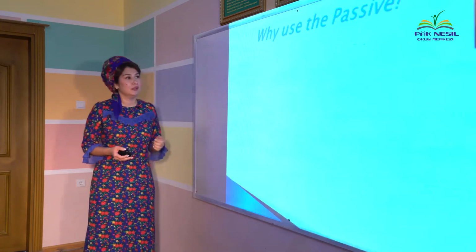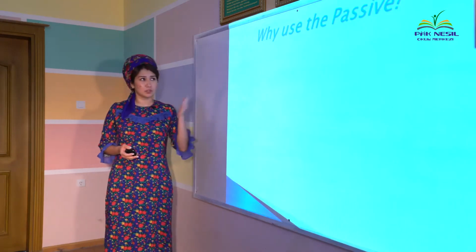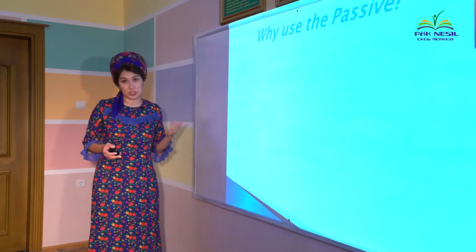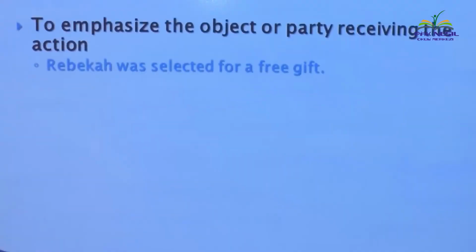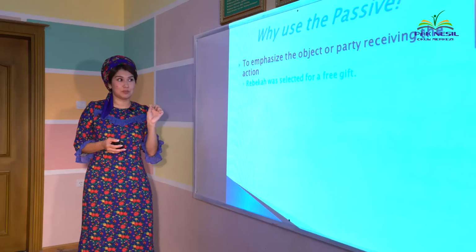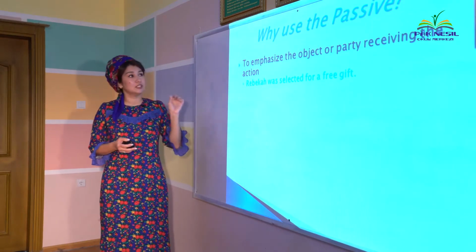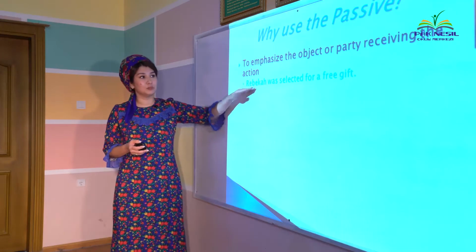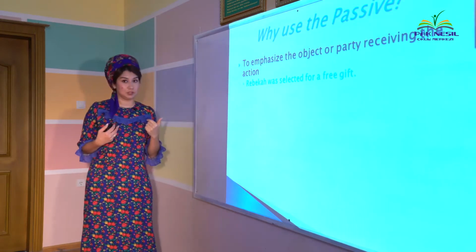Let's move on. So why use the passive voice? We use it to emphasize the object or party receiving the action. For example, Rebecca was selected for a free gift. Somebody selected Rebecca for a free gift. So here we have the object that receives the action.